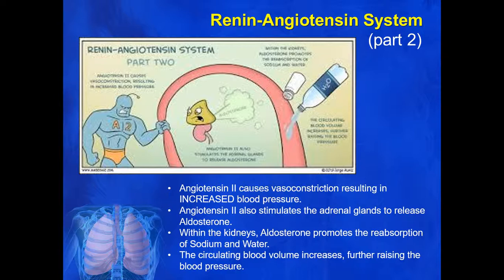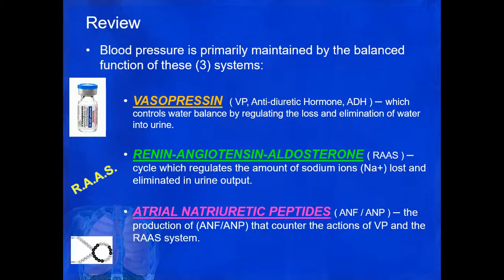Angiotensin 2 also stimulates the adrenal glands to release aldosterone. Within the kidneys, aldosterone promotes the reabsorption of sodium and water. The circulating blood volume increases, further raising the blood pressure. So how does this happen? I'm going to give you a few review points real quick.